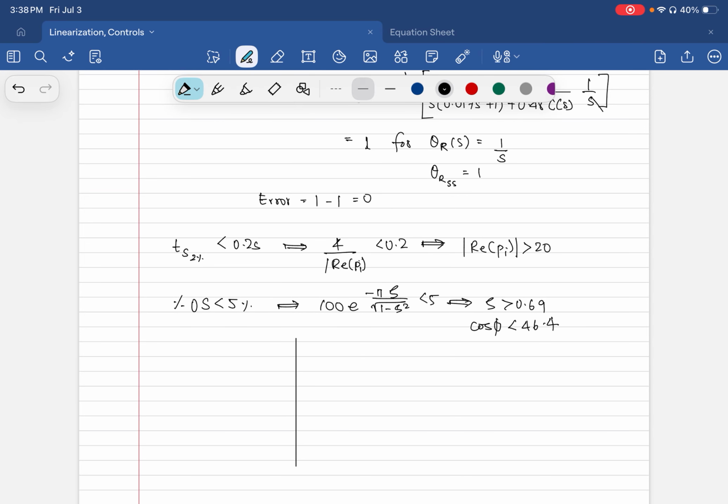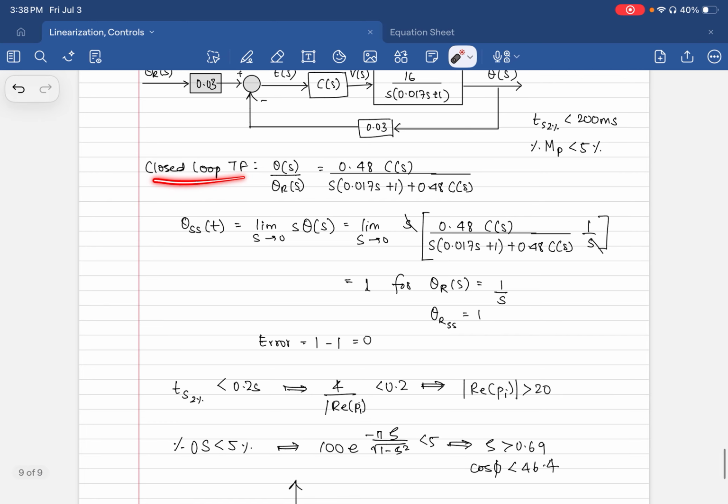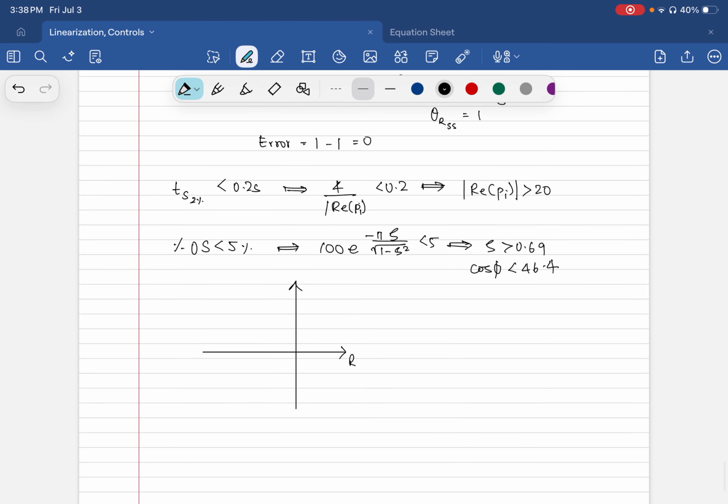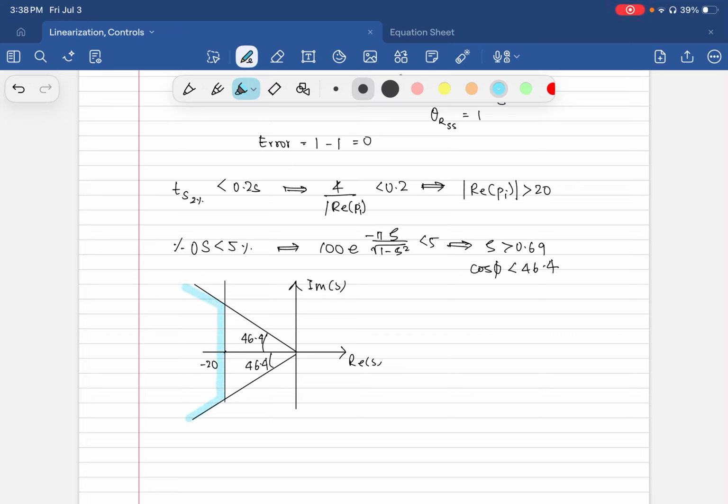Essentially now we have that for our transfer function of the entire system, this is the closed loop transfer function, we have a region in the S-plane that is permissible to us, which is to the left of this here being minus 20. And we have these two rays at an angle of 46.4, which tells us that the region that is permissible is a system with the poles in this region. At this point, we haven't really looked into the controller.